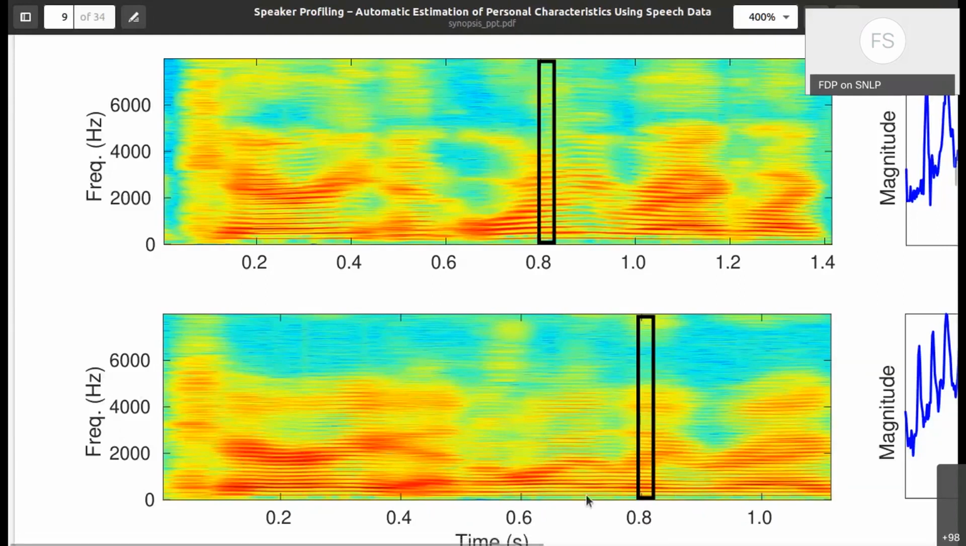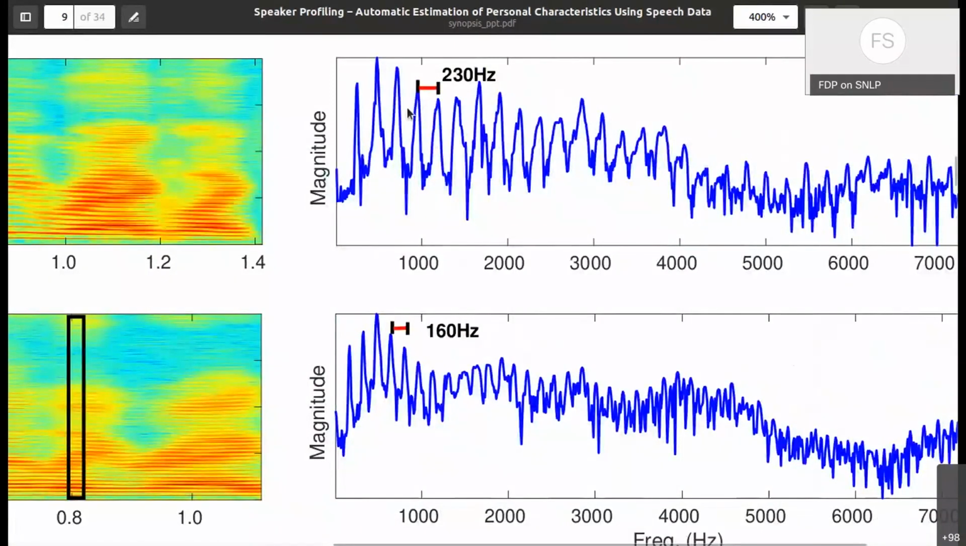Harmonics are easy to find because you can look at the spectrum and look at the local peaks. Those will be harmonics: first harmonic, second harmonic, third harmonic, fourth harmonic, fifth harmonic, etc. Sir, the frequency between two harmonics, you have written as 230 hertz or 160 hertz. That's the pitch. Let's say that's F0. Yes, F naught. Okay, sir.